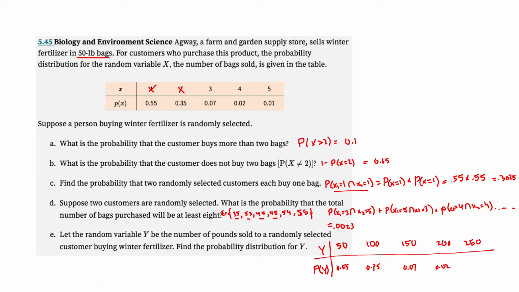0.02 and 0.01. Now it's important to note they ask you for the probability distribution for y, so you have to give this table. Okay, this table is a probability distribution. So anytime you're asked for a distribution, make sure you actually report the table. Otherwise, you can kind of get lost figuring out exactly what you have to do.